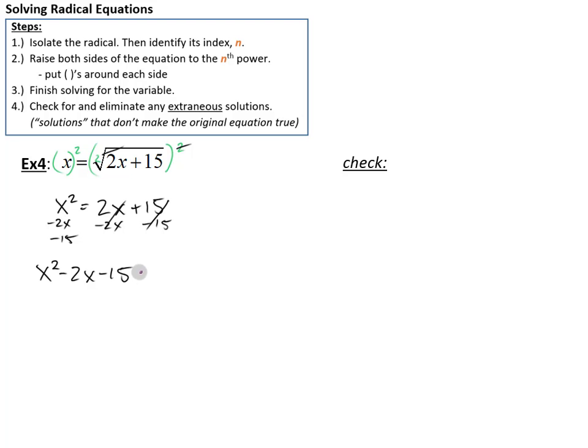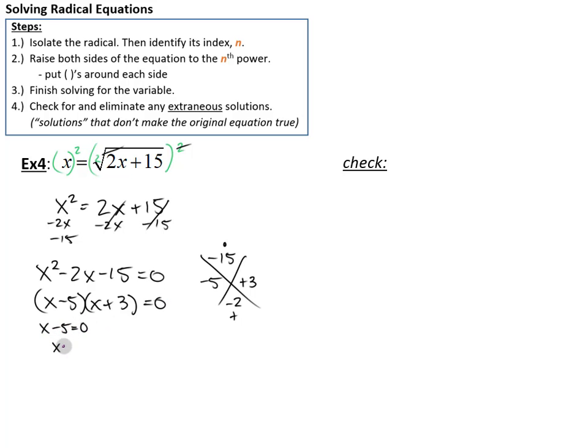We'll leave nothing on the right-hand side, so it equals 0, and x squared is positive, so hopefully we can factor. The two numbers that multiply to negative 15 and add up to negative 2 are negative 5 and positive 3. So x minus 5 and x plus 3 are our two factors. If we set each equal to 0, we get positive 5, and x plus 3 equals 0 will give us negative 3. So my two possible solutions to check are positive 5 and negative 3.